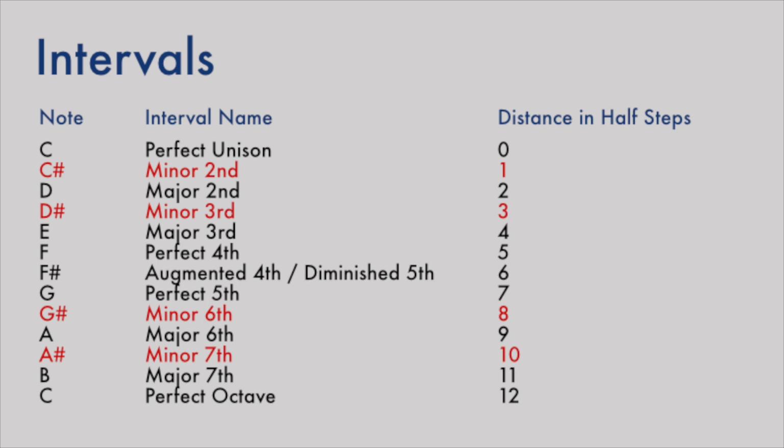a minor seventh. The note in between the two perfect intervals, a distance of 6 half steps, is called augmented fourth or diminished fifth. If we go from C to another C, or from any note to another note with the same name, at a higher or lower pitch, this is called an octave. When the distance is 1 octave apart, it's called a perfect octave.